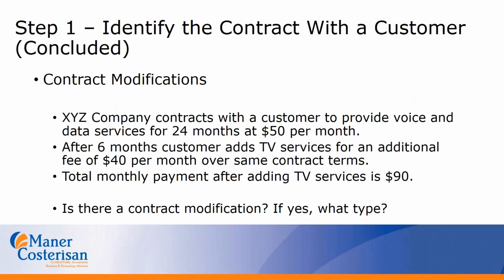So assume XYZ company enters into a contract with a customer to provide voice and data services for 24 months at a fixed charge of $50 per month. After 6 months, the customer decides to add TV services for an additional fee of $40 per month over the same term, for a total monthly payment of $90. So do we have a contract modification? And if so, what type do we have?